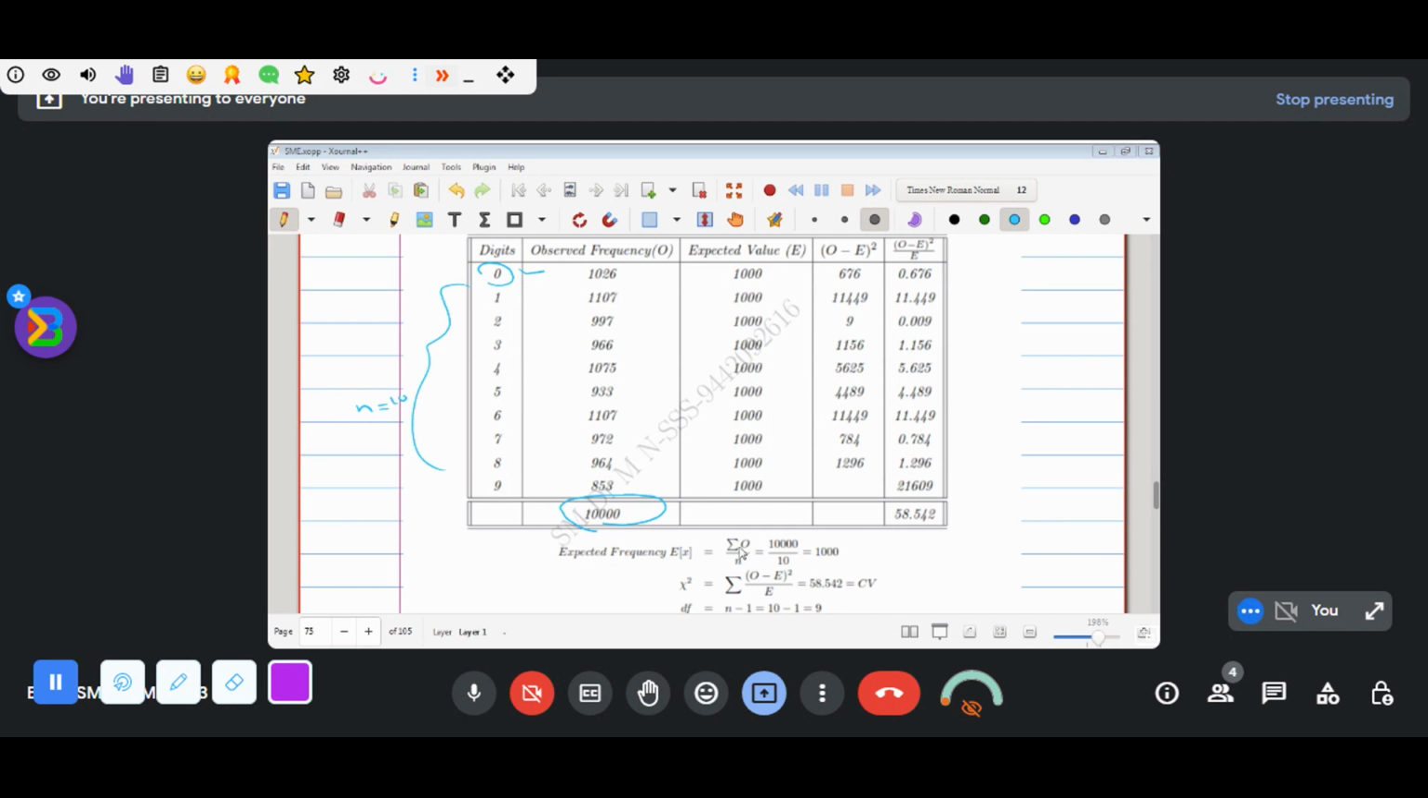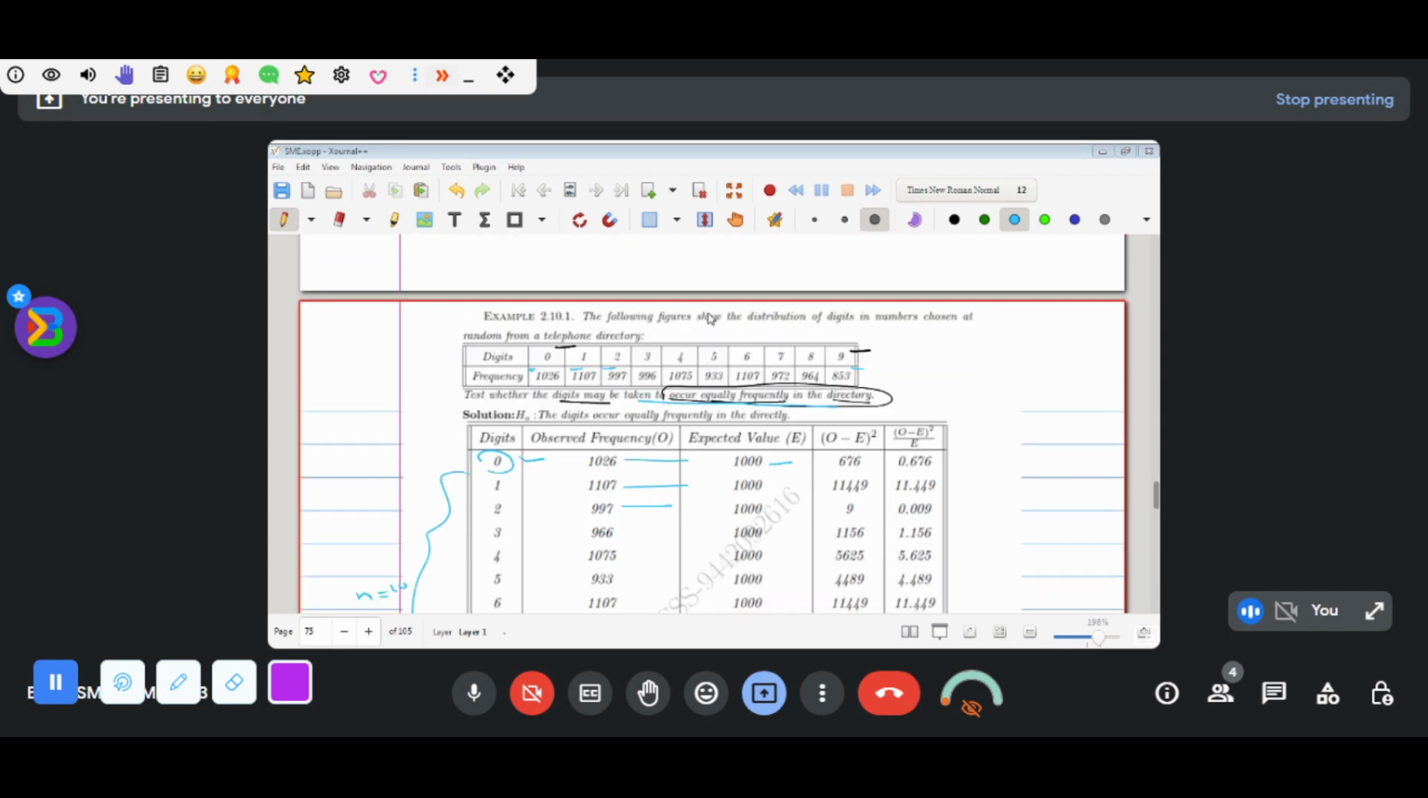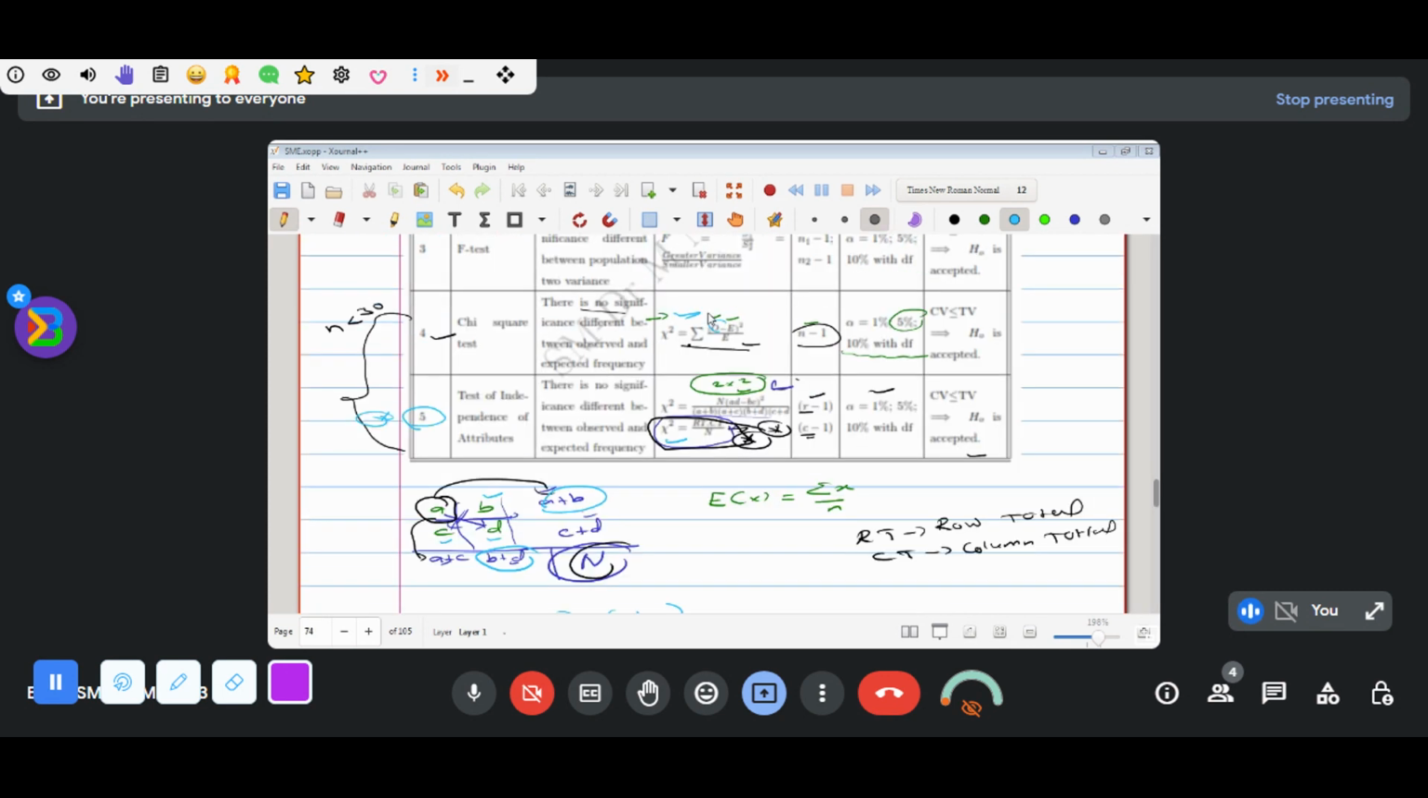Now, observed value, expected value. The expected value, I already told you, is the mean. Therefore, the summation of observed values divided by the number of data, divided by 10, is cancelled. And the end result is 1000 only. Then each expected value is 1000. Then apply here. Then you know the formula: summation of O minus E the whole square divided by E.